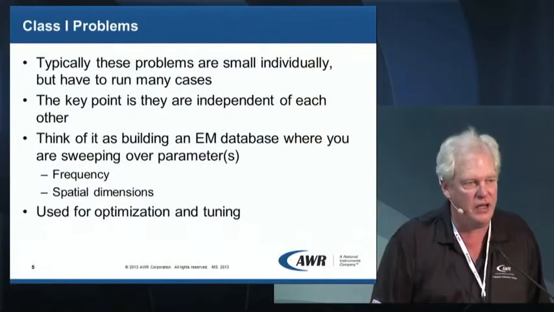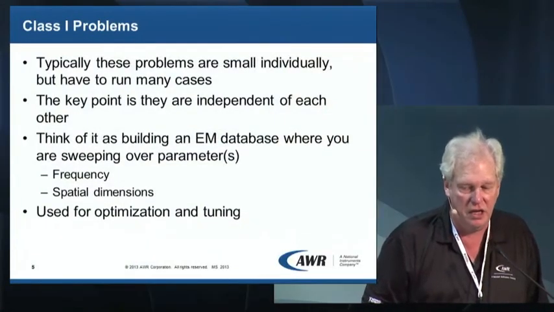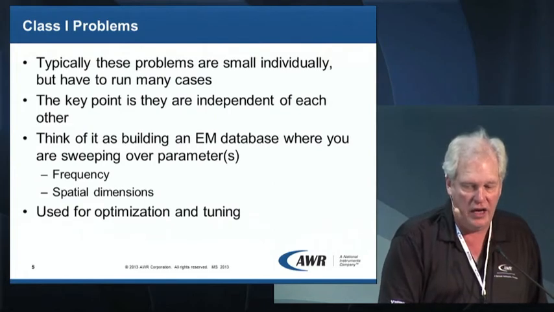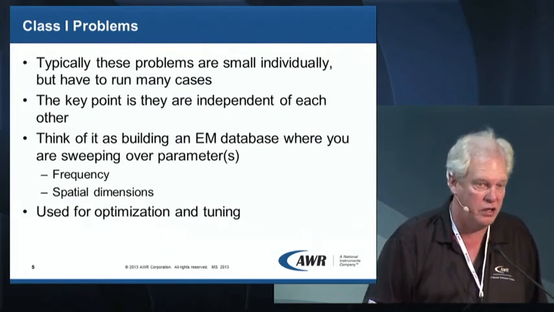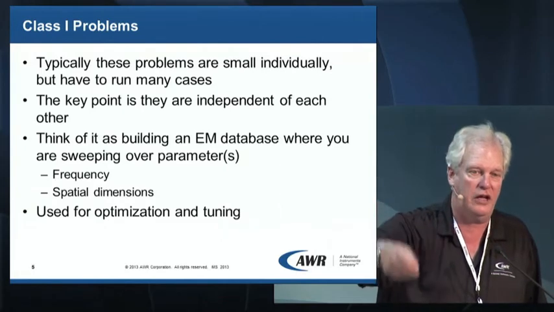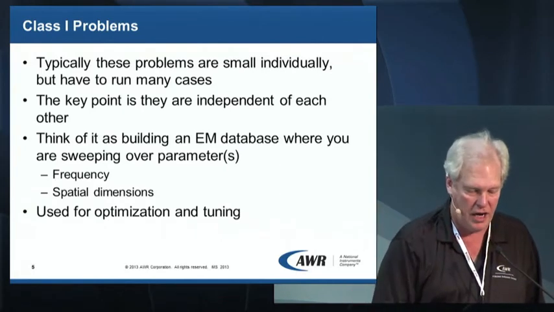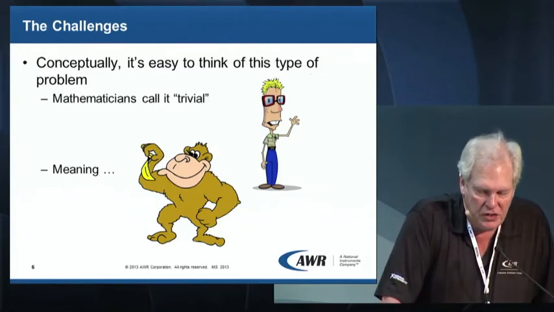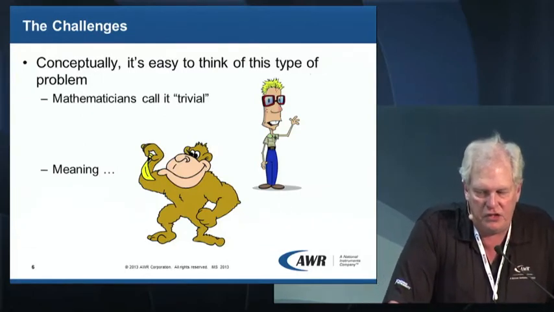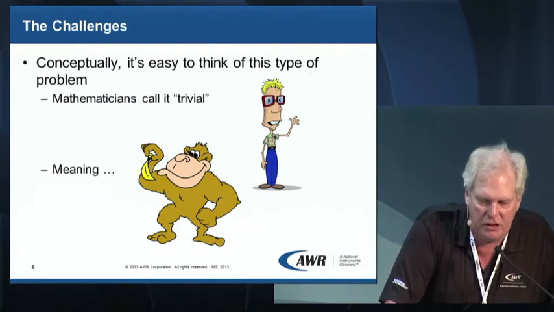Other places where you're going to see this, besides sweeping the shape, is frequency, right? You'll send the exact same thing out at different frequencies, etc. And then finally, once you have these EM models, people will use them for tuning. They interpolate between the values with a tuner, or, of course, optimization. Now, when you look at these type 1 problems, if you talk to a mathematician, that's a mathematician there on the right.